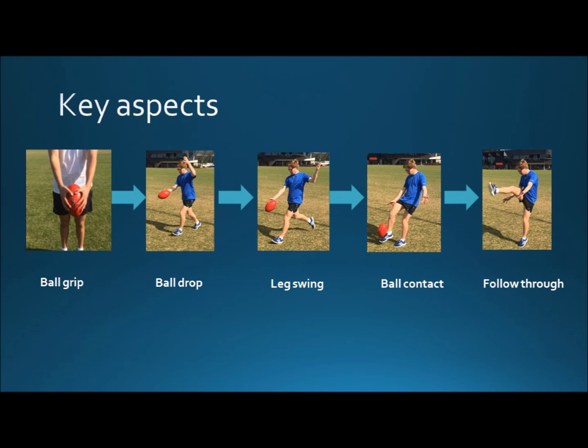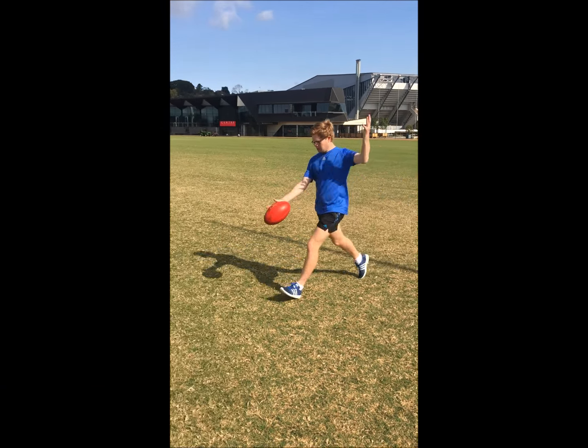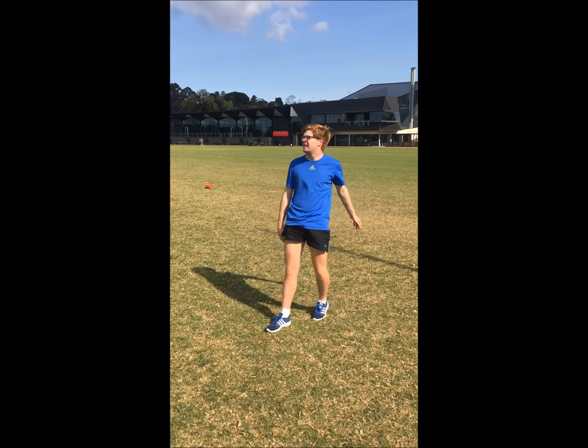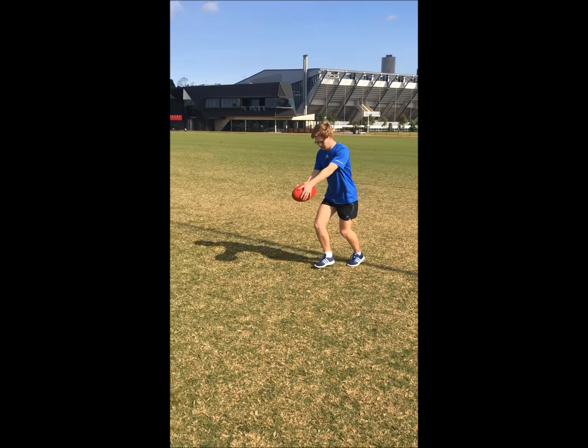The drop punt can be broken into 5 distinct phases: ball grip, ensuring hands are evenly spread with the laces facing forwards, ball drop, leg swing, ball contact, and follow through. Before the learner attempts the skill themselves, a simple demonstration should be given. This gives the learner a visual representation of what the skill should look like when performed properly.